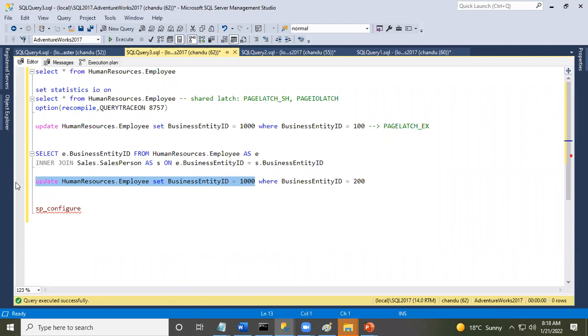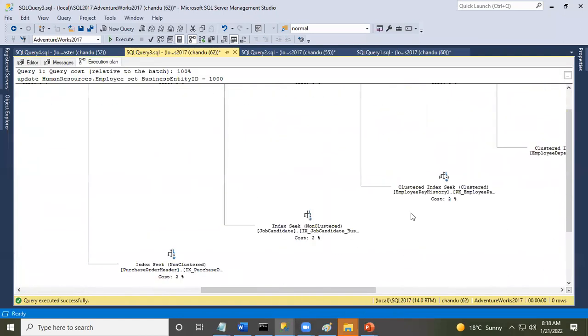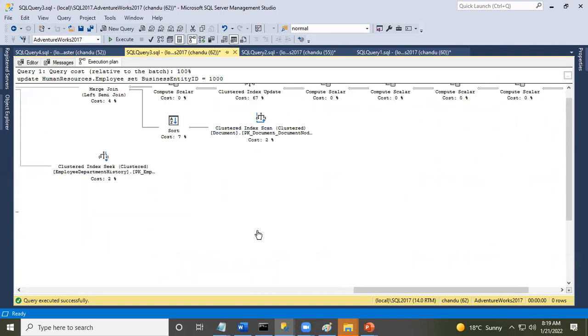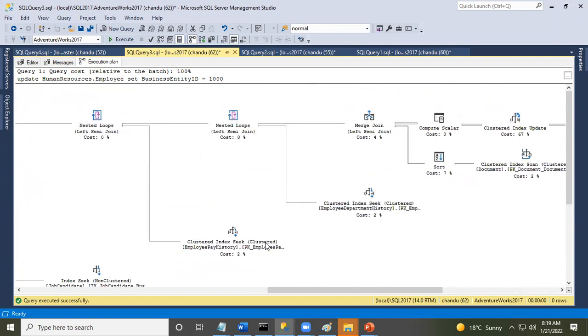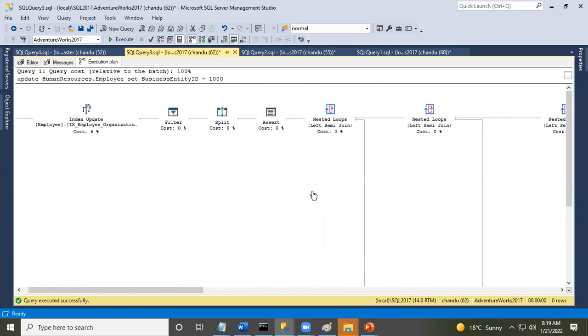One is it has to read the page. Select query, it has to read. How update works is, basically, it will read the data, then it will delete the data, then it will insert, right? So selecting, deleting, and inserting, right? That is how the update works internally, but that we will not discuss more. But that is the reason we don't see the update queries going for trivial plan, right? Is that clear? Did I answer your question?